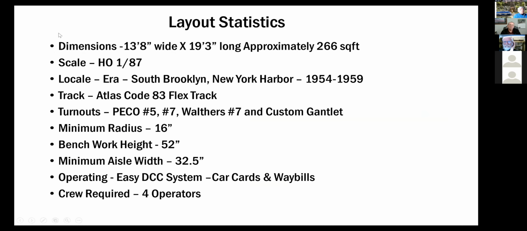So, some brief statistics: 13.8 wide by 19.3, approximately 266 square feet, HO scale. South Brooklyn, New York Harbor, 1954 to 1959 era. We already talked about the track and the turnouts. Minimum radius 16 inches. Benchwork height is 52. Minimum aisle width 32.5 inches. Easy DCC, car cards and waybills. It requires 4 operators to run the railroad.